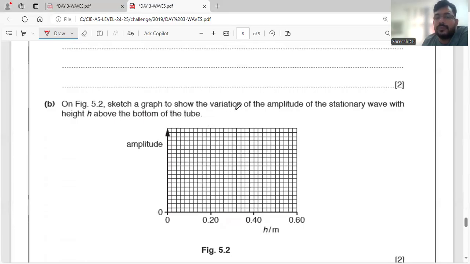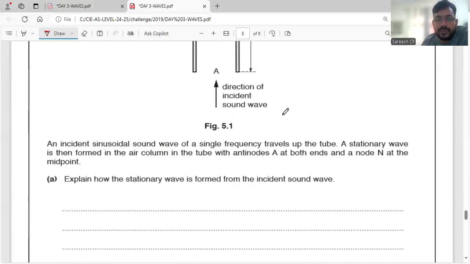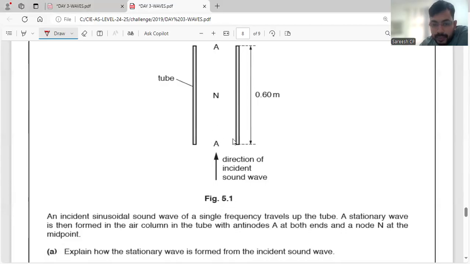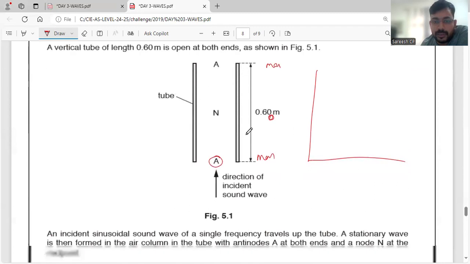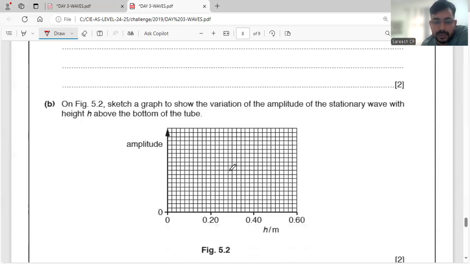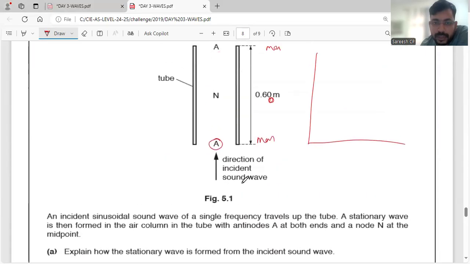Sketch a graph to show the variation of the amplitude of the stationary wave with height h above the bottom of the tube. At the ends the amplitude is an antinode, so it is a maximum amplitude. Here in the middle the amplitude should be 0. Here the amplitude should be maximum again. So if you are drawing, the amplitude is maximum at the start, then at the midpoint it should be 0, then maximum again at the top.